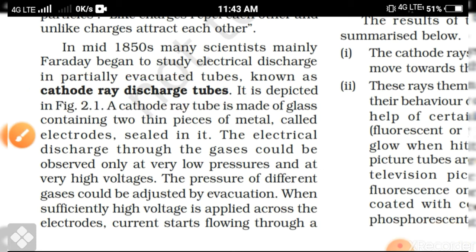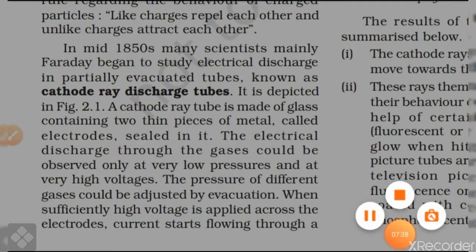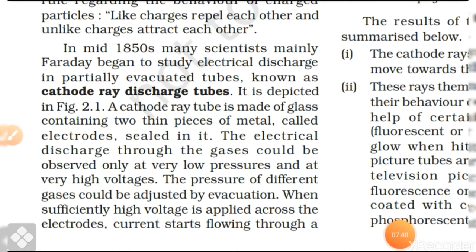It is also depicted in the figure that the cathode ray tube is made of glass containing two thin pieces of metal. The cathode ray tube is made of what? There are two metal electrodes sealed in it. So the cathode ray tube is made of glass containing two thin pieces of metal called the electrodes.